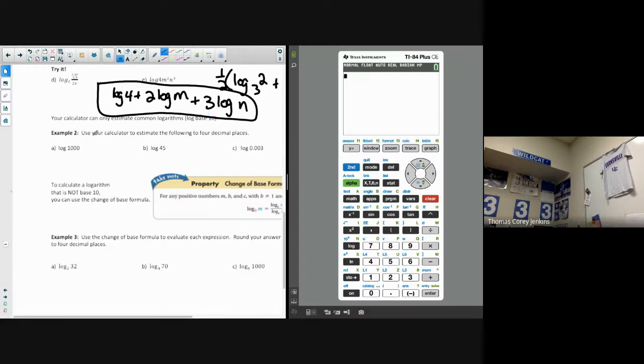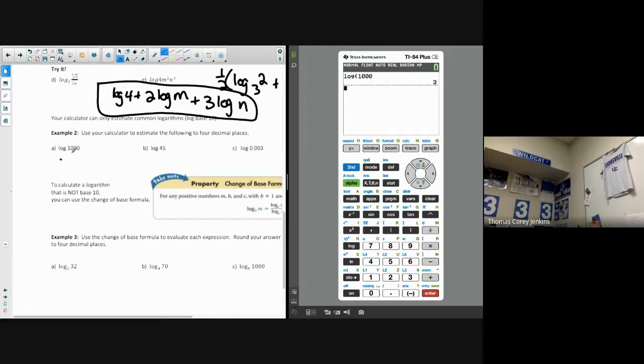Example 2 just says use your calculator to estimate the following to 4 decimal places. So log of 1,000, you just see this button log here, log of 1,000, just type it like you see it. And that's 3, right? We didn't really need a calculator for that because 10 to the 3rd power equals 1,000. So no 4 decimal places there. The answer is just 3.